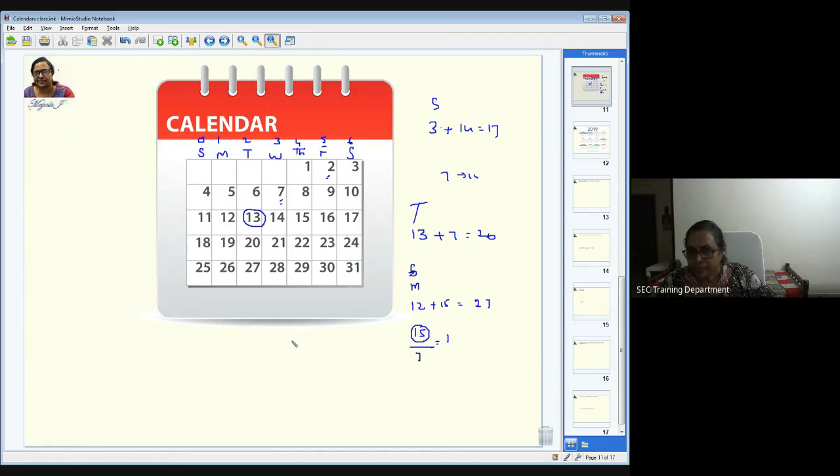Maybe I'll take another example. Suppose you are considering the 7th, and then you see that your exam falls after, say, not 15, we'll take it as 12 days. The exam falls after 12 days. That is 7 plus 12 is what? 19th. That is, the exam is on the 19th. So you know that the 7th is Wednesday.